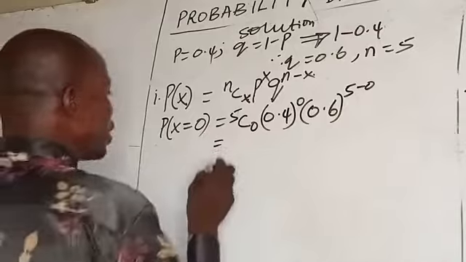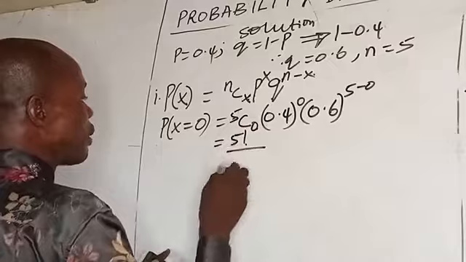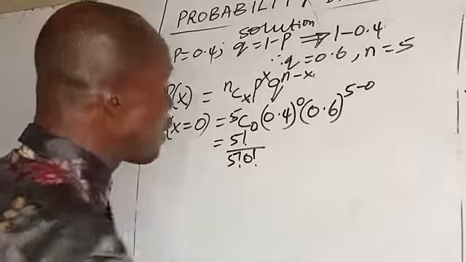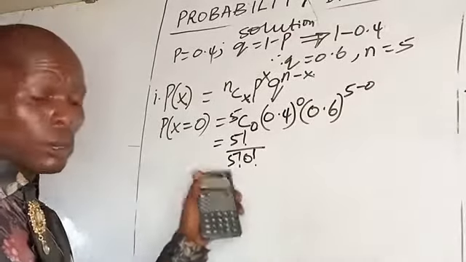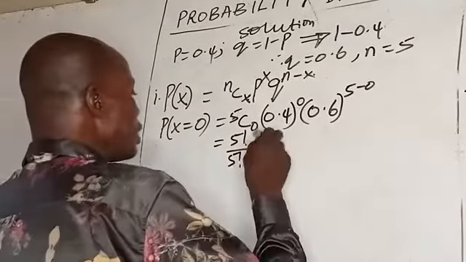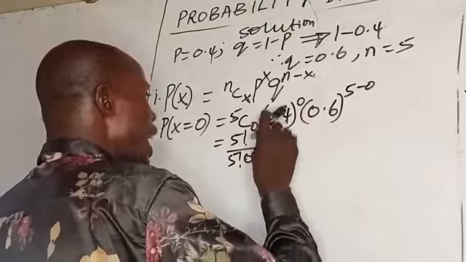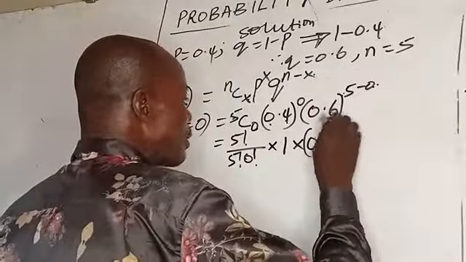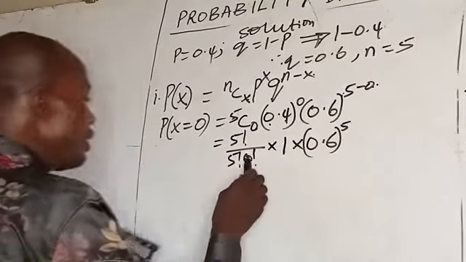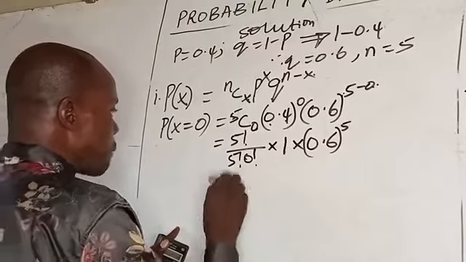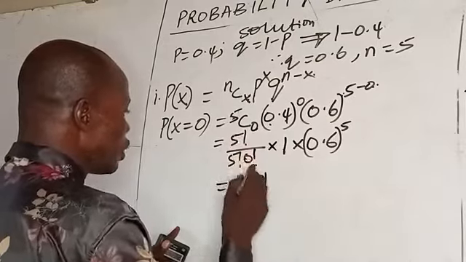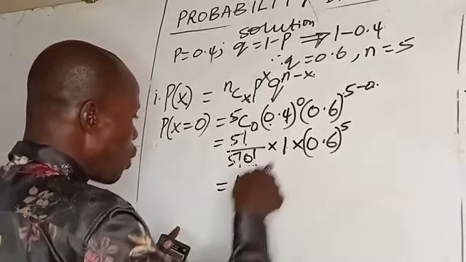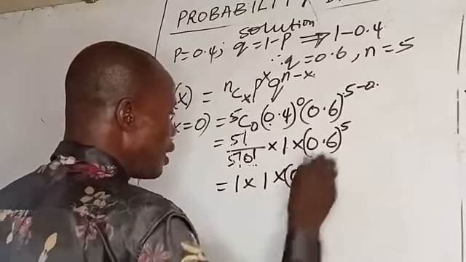So 5 combination 0, that is 5 factorial over 5 minus 0 factorial, which is 5 factorial, and 0 factorial. Remember, I've told you that 0 factorial is 1, if you have watched my earlier presentation of permutation and combination. Times 0.4 raised to power 0, and anything raised to power 0 is 1, times 0.6 raised to power 5 minus 0, that is 5. 5 factorial over 5 factorial is 1, times 1. Since 0 factorial is 1, the whole of this is 1 times 1 times 0.6 raised to power 5.